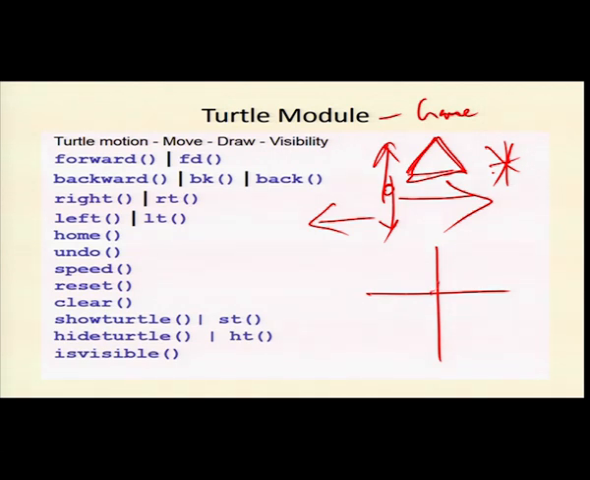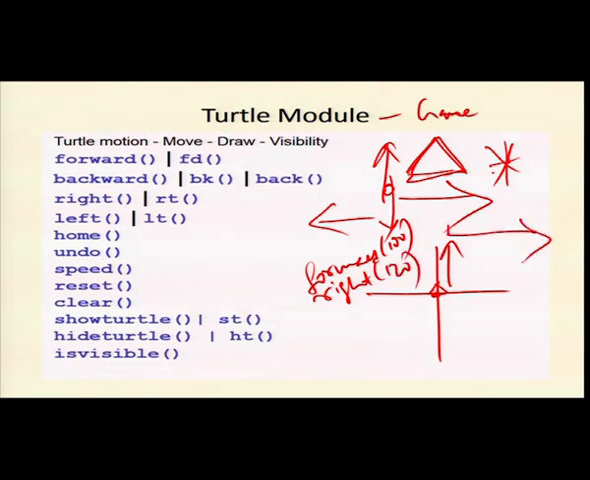The turtle will be placed over here at the center. When I give forward of 100, it moves 100 steps. When I give right of 120, it turns to the right by 120 and the turtle will be like this. If I give forward of 100, the turtle will be like this, and if I give right again, the turtle will be like this.